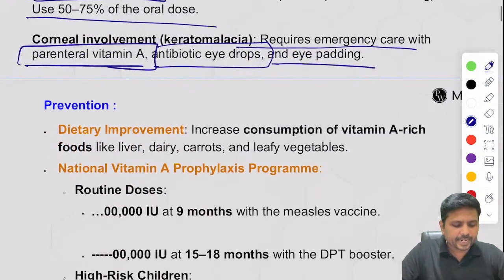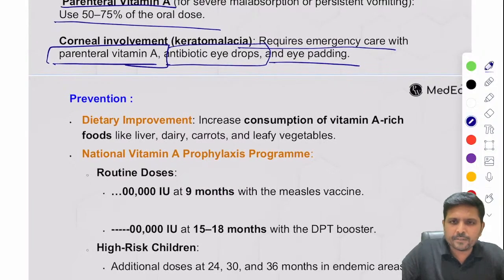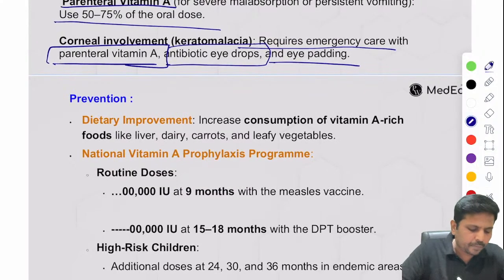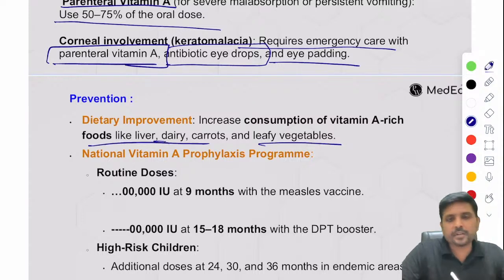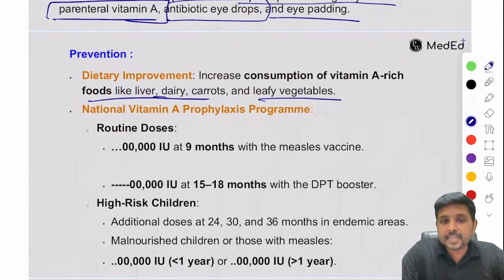So, what is the dietary management? Consumption of vitamin A rich products, mainly, as all of you know, carrot, leafy vegetables, dairy products as well as liver. Right. So, what is the National Vitamin A Prophylaxis Program?